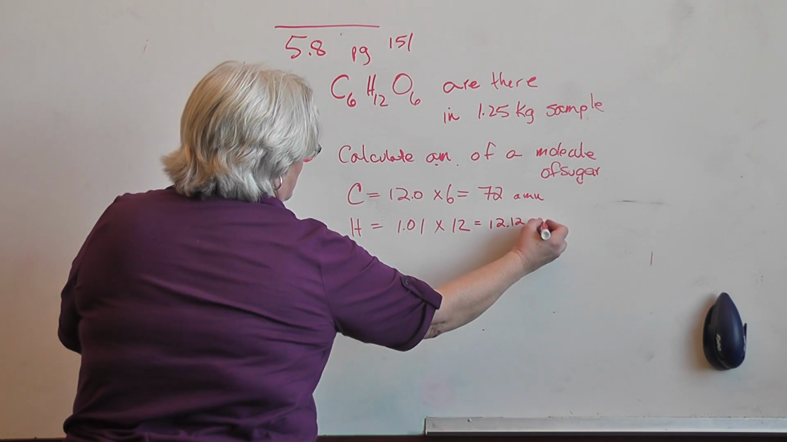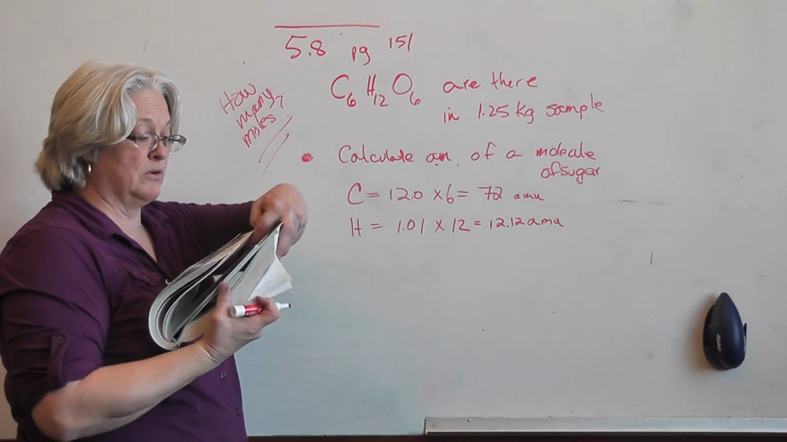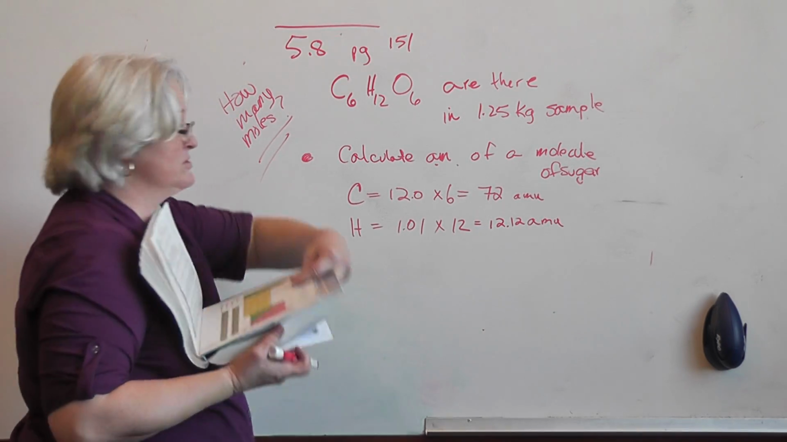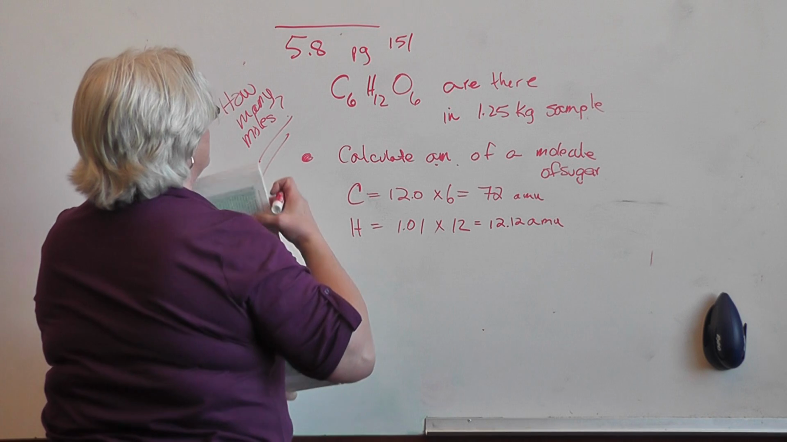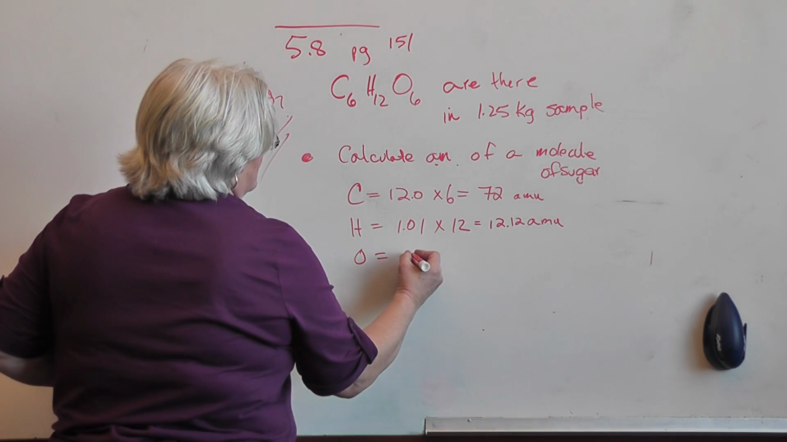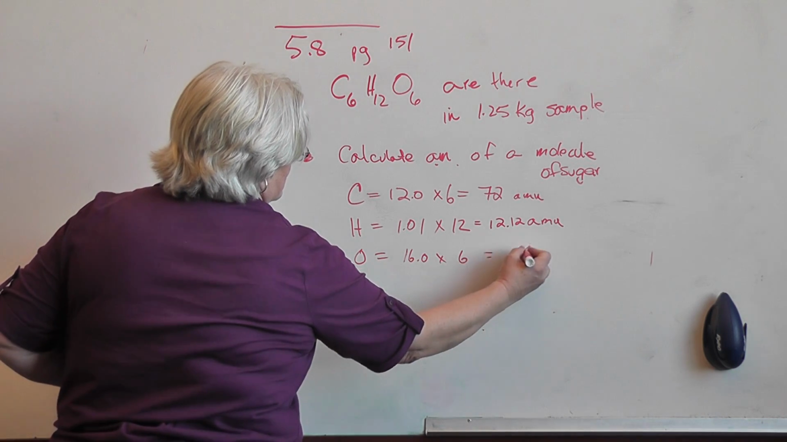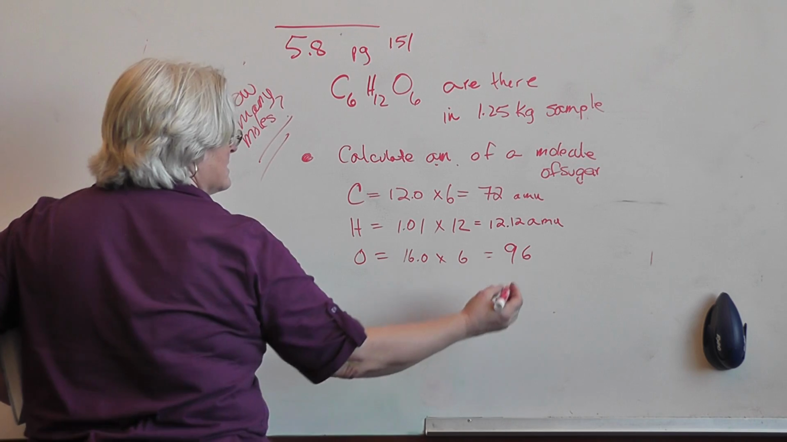12.12 AMU. And what is the atomic mass of oxygen? You'll learn that that one is 16.0. And you have 6 atoms of oxygen. So you have 16.0 times 6, 6 sixes are 36, you have 96.